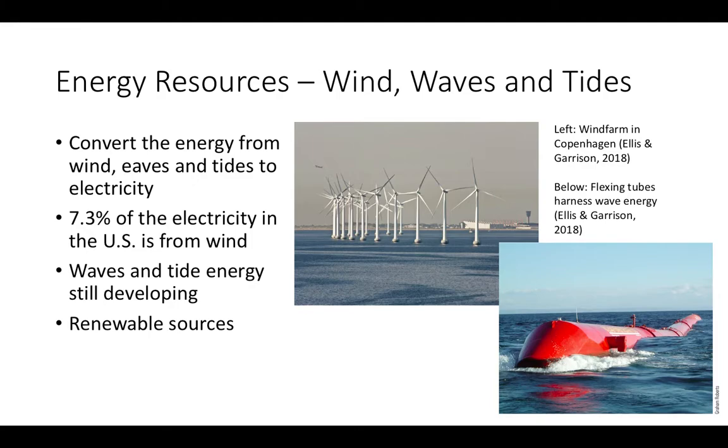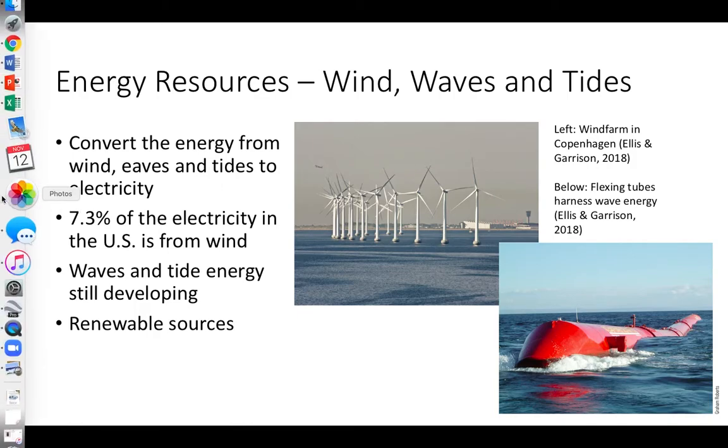Currently, 7.3% of the electricity in the United States is from wind. And this is a picture of an offshore wind farm. These turbines are converting that wind into electricity.